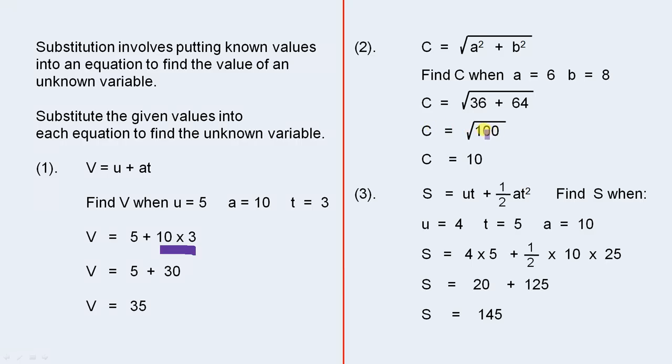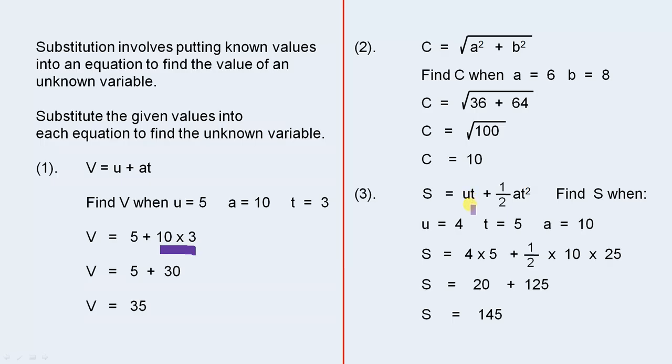Now 100, this number here is positive. By definition, the square root of a positive number is positive. So that's why the answer is 10. So c equals 10. It is not negative 10. Even though negative 10 all squared gives you 100, by definition the square root of any positive number is positive.